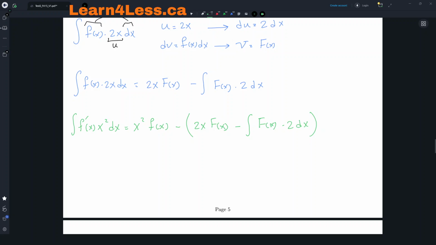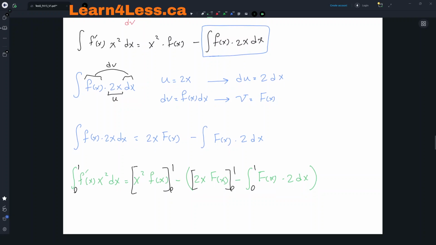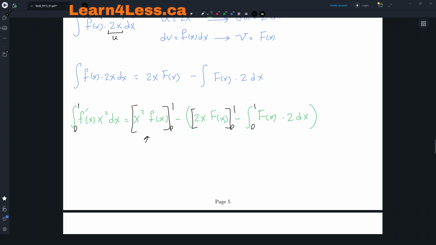So now let's put the bounds back. The bounds were 0 to 1. So everything here is from 0 to 1. The first part would be from 0 to 1. This part would be from 0 to 1. And this part is an integral still, so it's from 0 to 1. Now let's see what information we have and what information we need. First, let's plug in the upper bound. This 1 goes for all the x's here. So it would be 1 squared f of 1 minus 0 squared times f of 0.